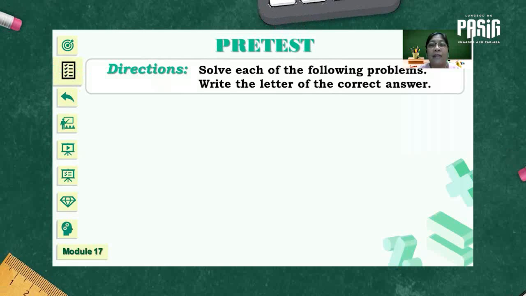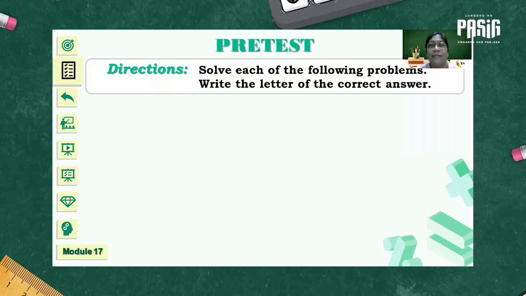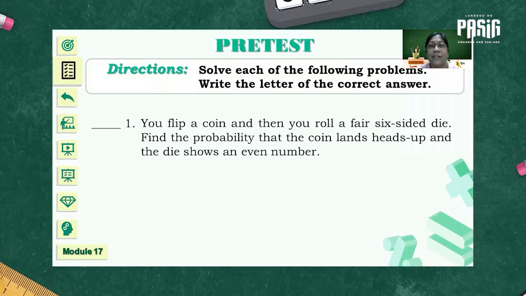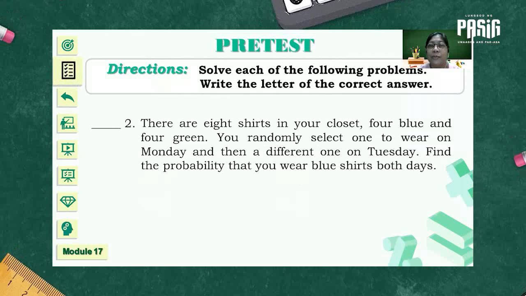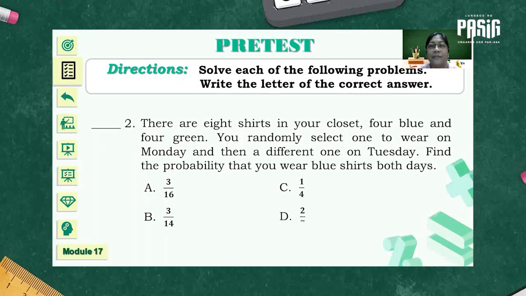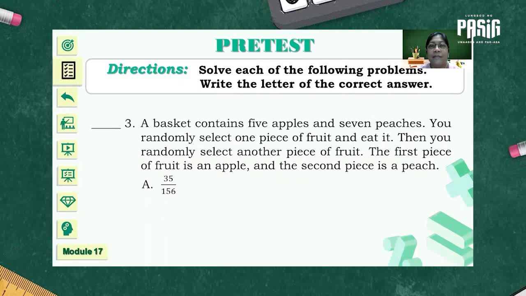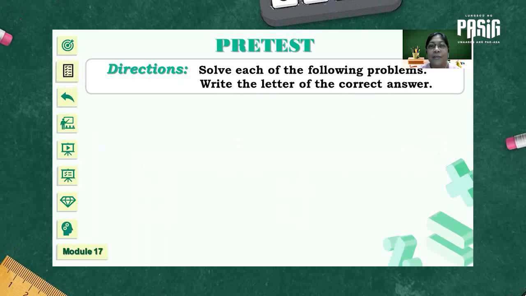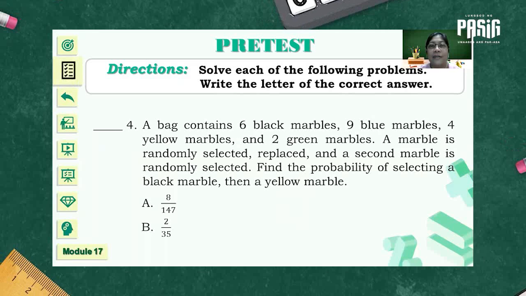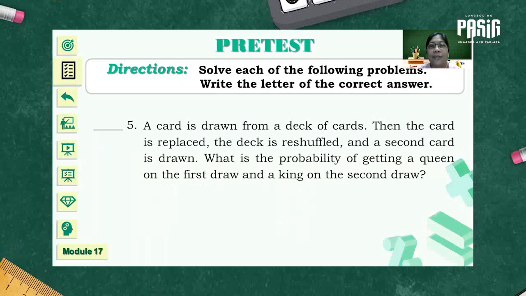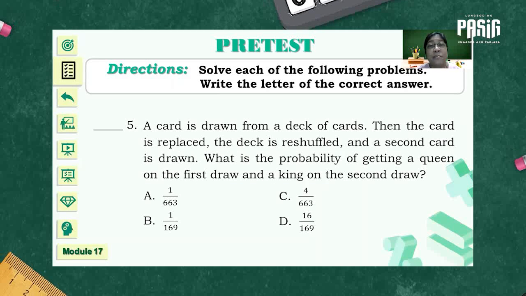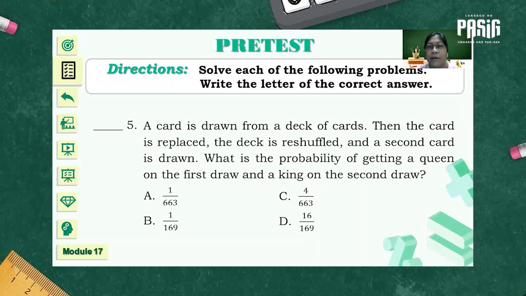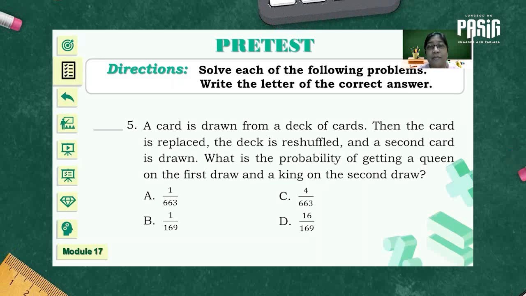Solve each of the following problems and write the letter of the correct answer. For number 1, for number 2, for number 3, for number 4, and for number 5. Take note that you can always pause and play this video whenever you need time to answer the problem first.